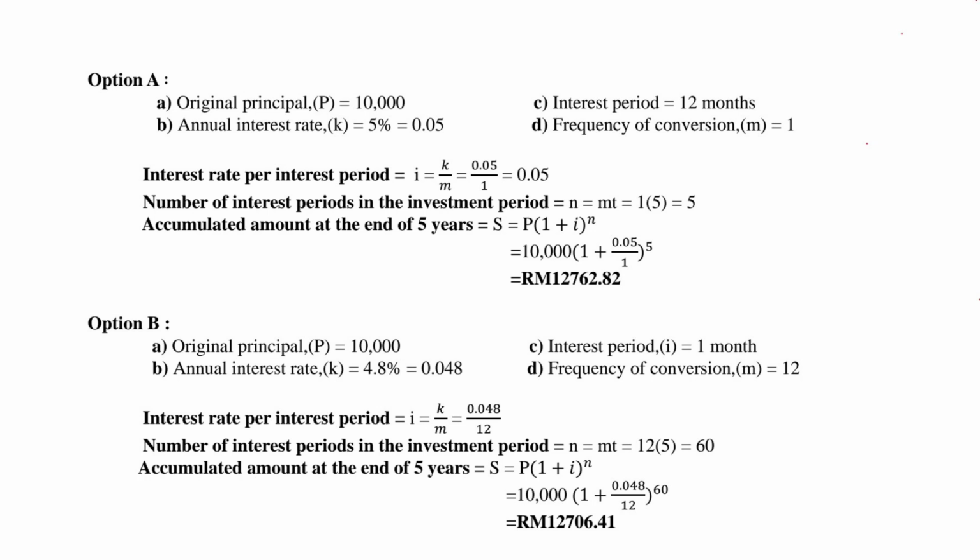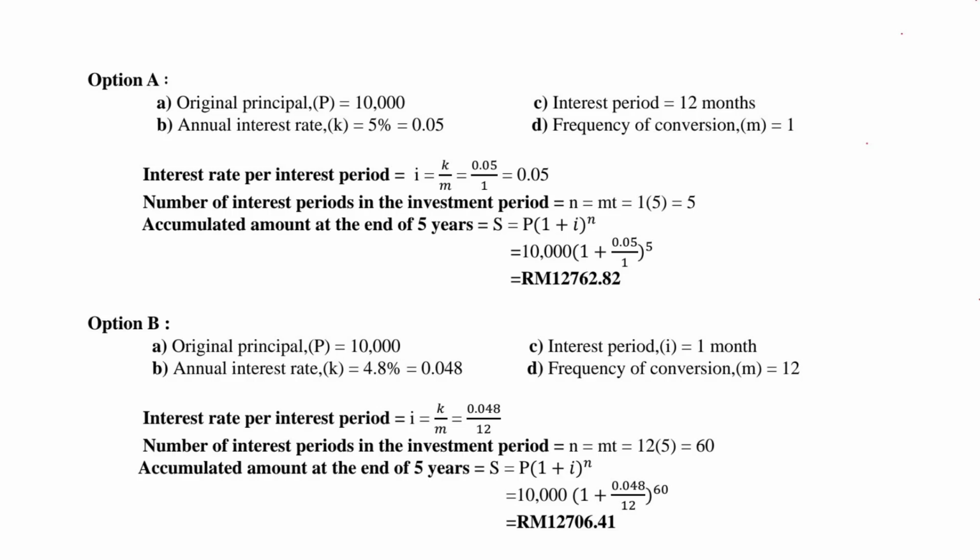Option A. The original principal P is equal to 10,000. Annual interest rate k is equal to 5% or 0.05. Interest period is 12 months, and frequency of conversion m is equal to 1. For the interest rate per interest period, we use the formula i = k divided by m, which is 0.05 divided by 1, equal to 0.05. For the number of interest periods, we use n = mt, which is 1 times 5, equal to 5.